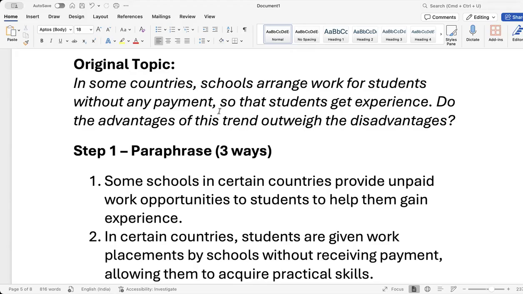In my case, it was a very small payment. I used to get like 2,000 rupees per month, very little, but that's fine. I used to get something. Okay, and then the question again: do the advantages of this trend outweigh the disadvantages?